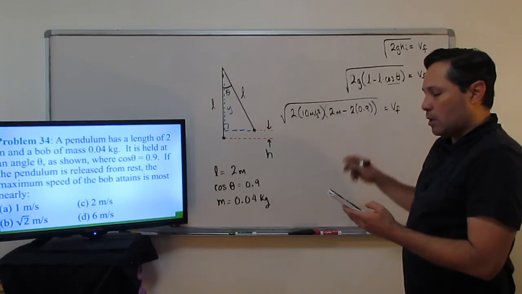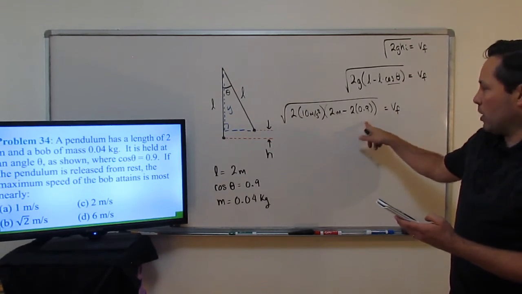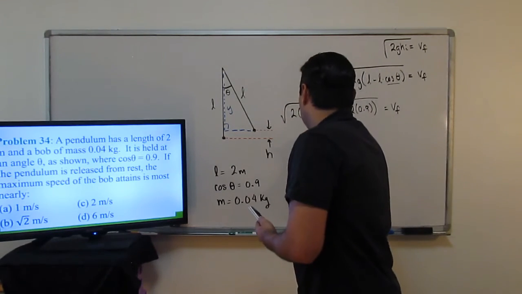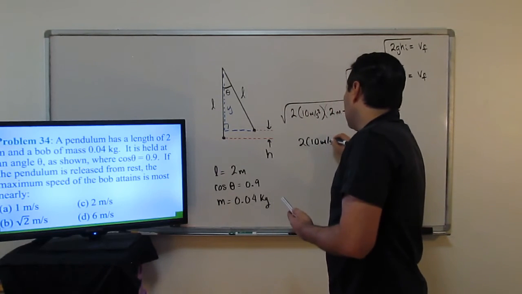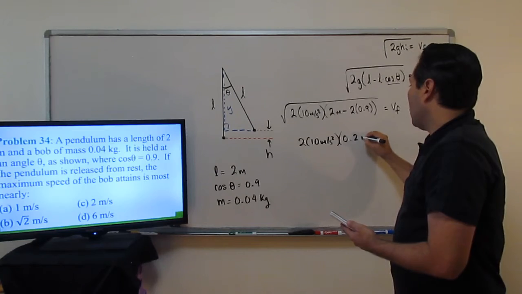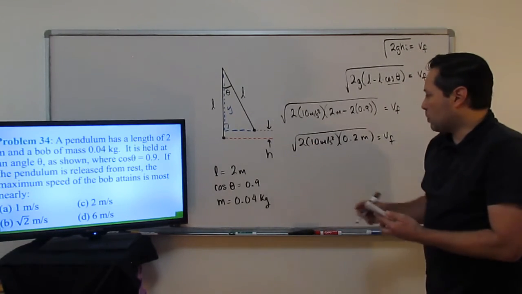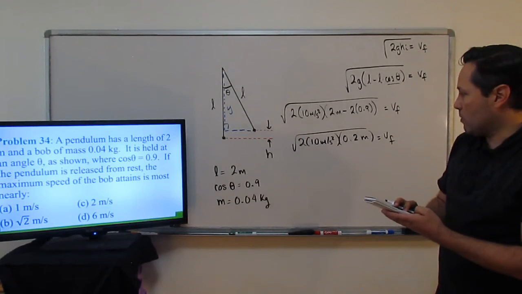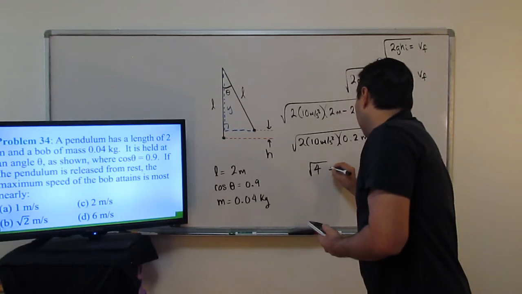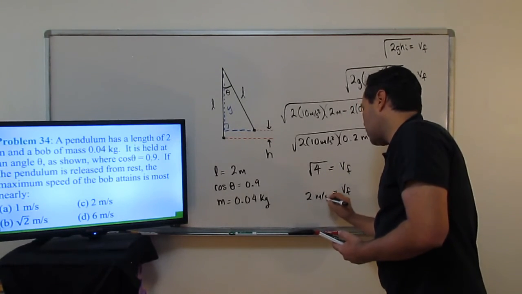Sorry, 1.8, and we're going to go ahead and subtract: 2 minus 1.8 gives us 0.2. So we have the square root of 2 times 10 meters per second squared multiplied times 0.2 meters. I'm going to multiply all of these, so 0.2 times 10 times 2 gives us 4. And our final answer, the square root of 4, will be 2 meters per second squared.